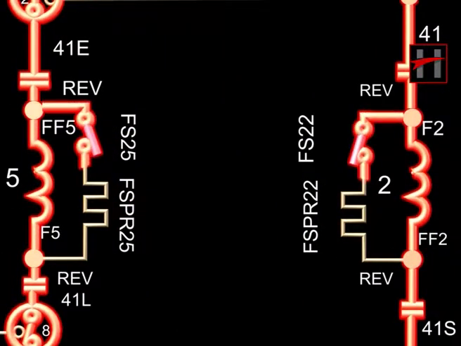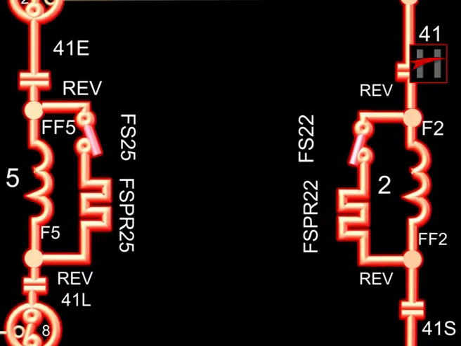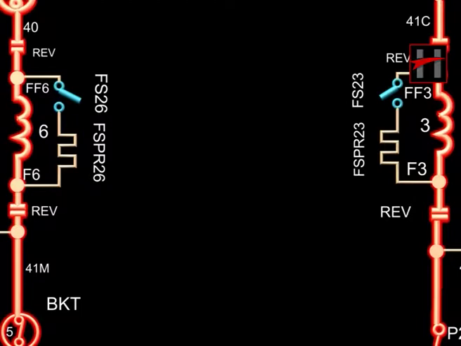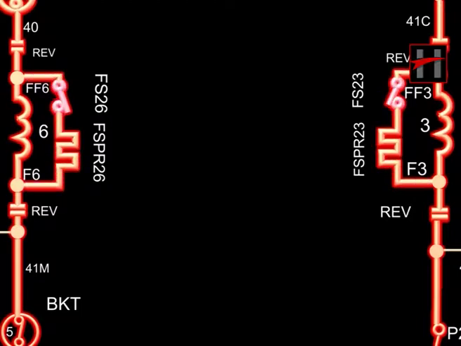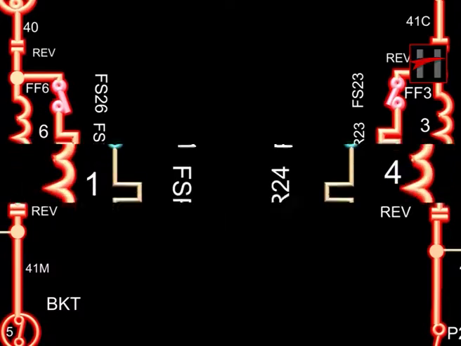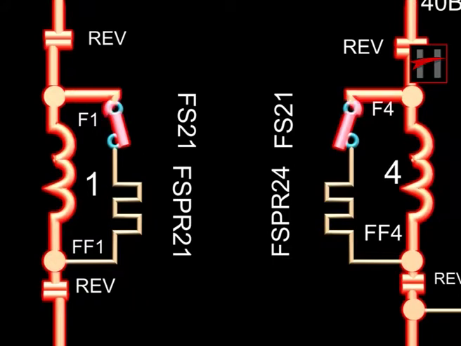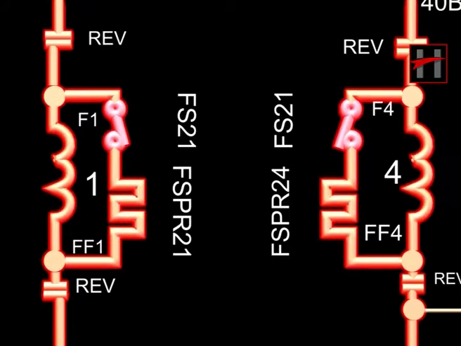During first field shunting, that is at speed of 30 km per hour, and second field shunting, that is 78 km per hour, during both series and parallel combination, FS contactors FS21 to FS26 will be energized through FSR and the current will flow through FSPR.